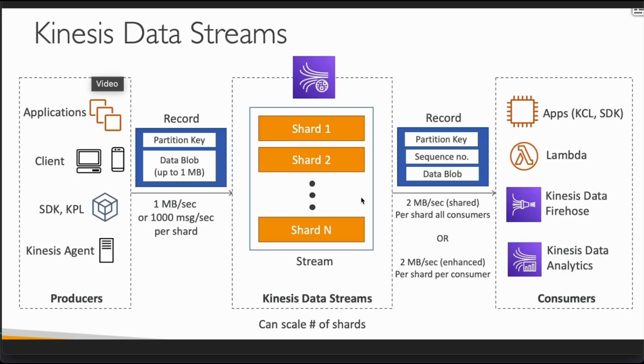What is Kinesis Data Streams and why do we use it? Kinesis Data Streams is a scalable and fully managed service provided by AWS for processing real-time streaming data. It operates on a producer and consumer model, where the producers send data to the stream, and the consumers retrieve and process the data.